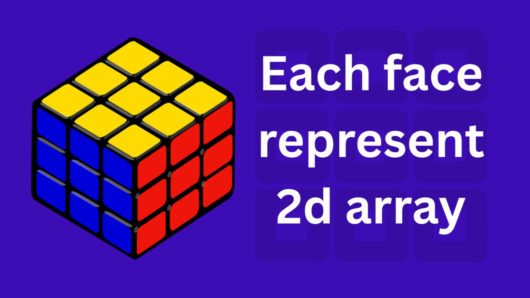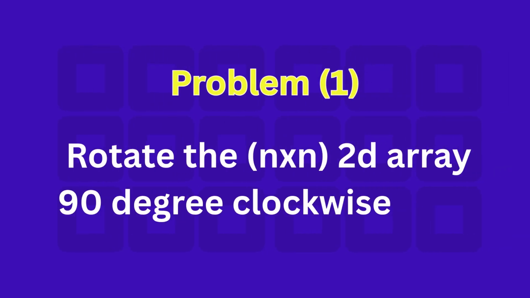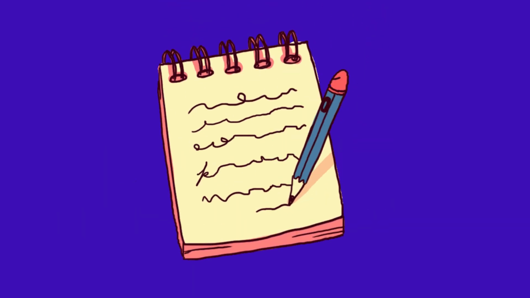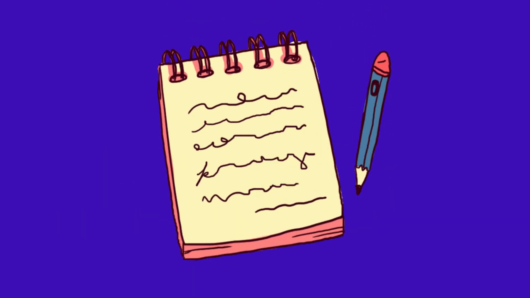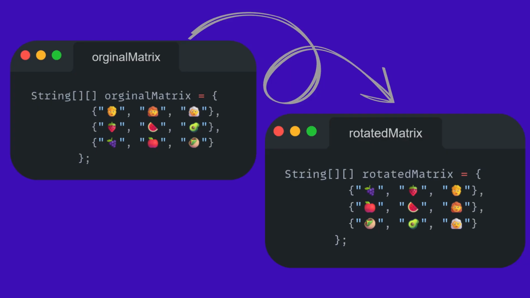Each face of the cube can be thought of as a 2D array, made of 3 rows and 3 columns. Rotating a face 90 degrees clockwise seems easy in real life, but in code, it was tough for me at first until I picked up a pen and paper. Sure, you could manually assign each item to a new position and it would work.